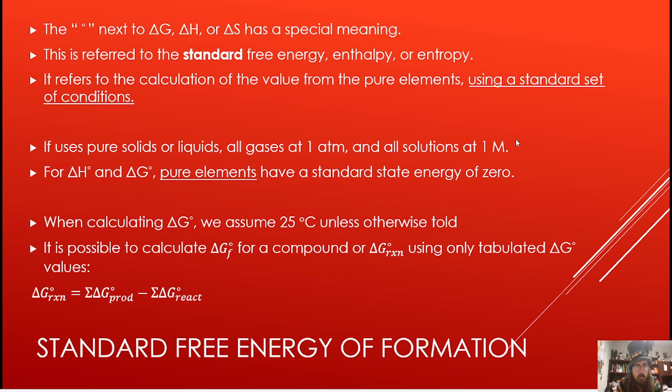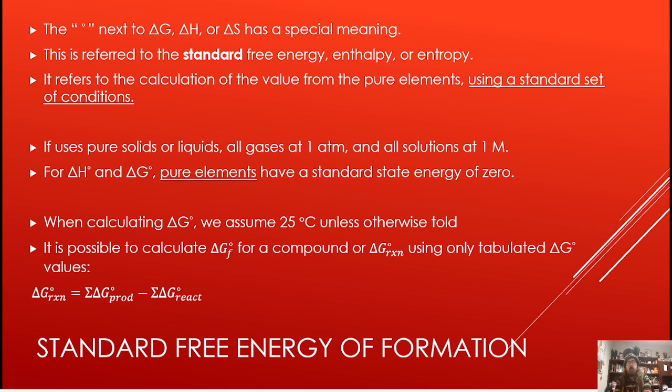Well, the one thing to note is the naught. The naught next to the delta G, delta H, or delta S has a special meaning in that this is the standard free energy or standard enthalpy or standard entropy. It refers to the calculation of the values from the pure elements using standard set of conditions. That we're using pure solids or liquids, all gases are used at 1 atmosphere, all solutions are 1 molar. And because of the reason in this definition, pure elements for entropy and Gibbs are 0.